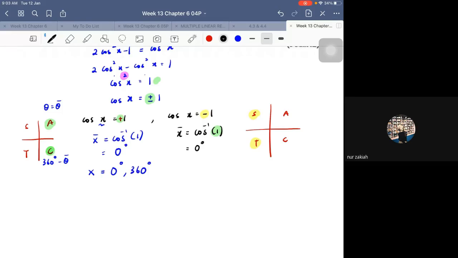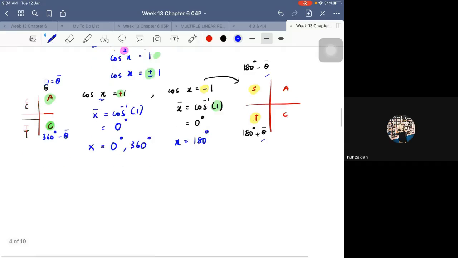Okay, and then so concerning the fact that ni adalah negatif, kita tahu dia dalam second and third quadrant. So second quadrant dia adalah 180 degree tolak reference angle, dan dalam third quadrant dia adalah 180 degree tambah reference angle. Sebab tu kita punya nilai X adalah bersamaan, yang ni akan jadi 180 tolak 0 jadi 180 dalam kuadran 2. Dalam kuadran 3 pun akan jadi 180 tambah 0, so dia akan jadi 180.